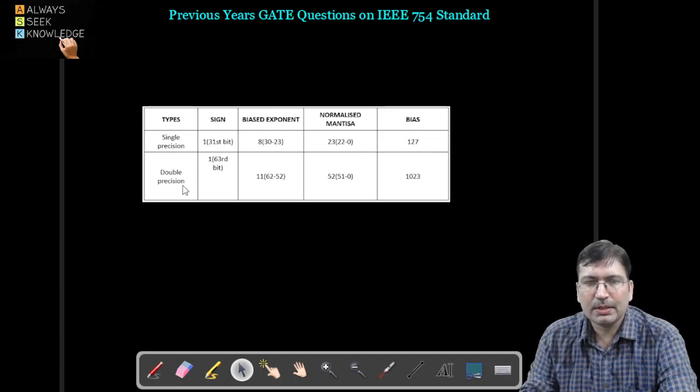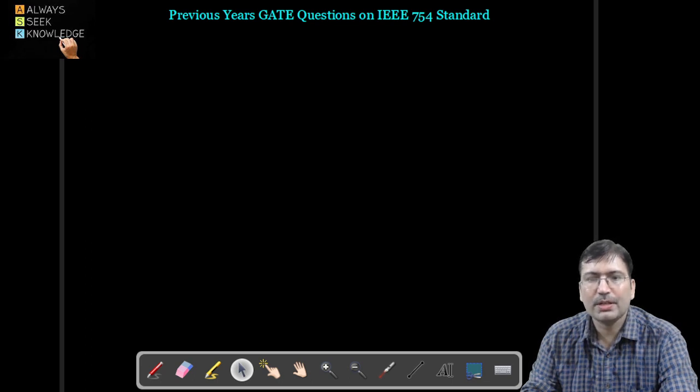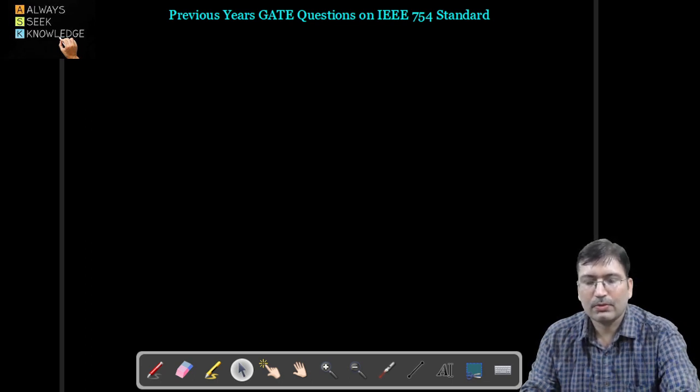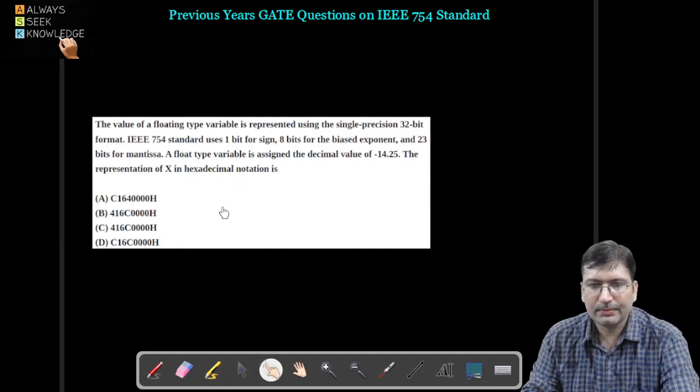In double precision, 1 bit is reserved as the sign bit, the next 11 bits are reserved to store the biased exponent, and the remaining 52 bits are reserved for the normalized mantissa, and the value of bias is 1023. So with this detail, let's take one question from GATE 2014.